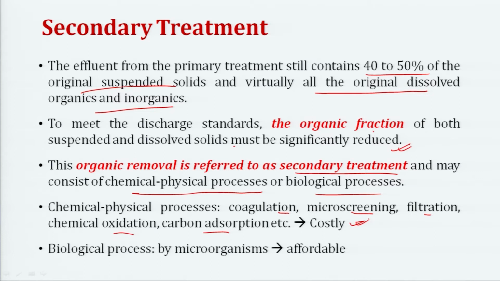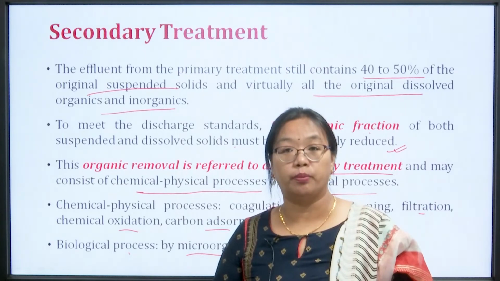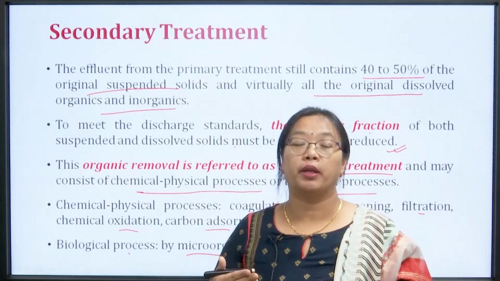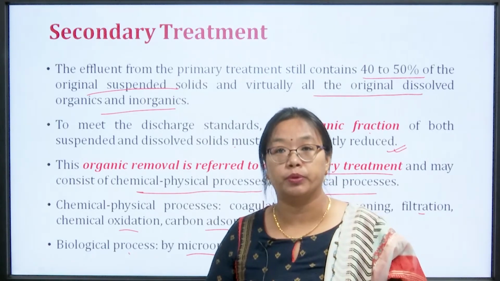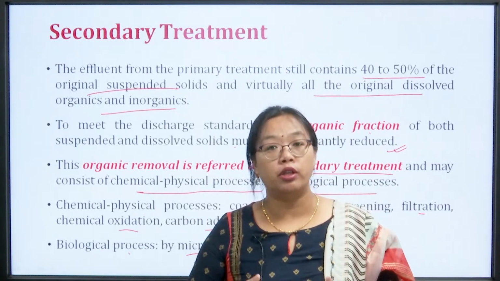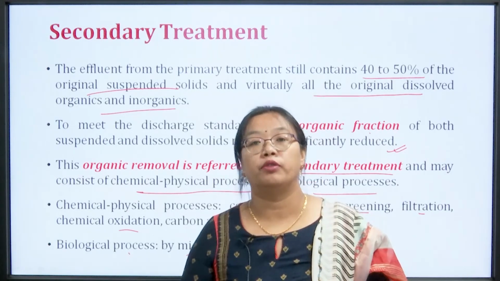The easiest way of doing secondary treatment is through biological processes by microorganisms. It is very affordable and very good also. Whatever sludge is left after the biological treatment can be used as fertilizer, but whatever is left after the physical chemical process may create more problems for us. So, when we talk about secondary treatment, we will be concentrating majorly on the biological processes and not on the physico-chemical processes.